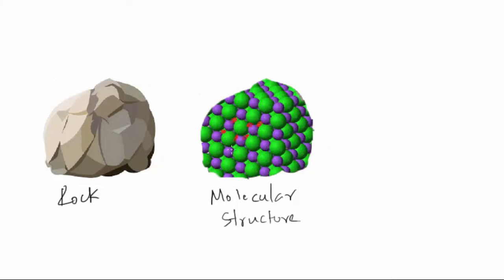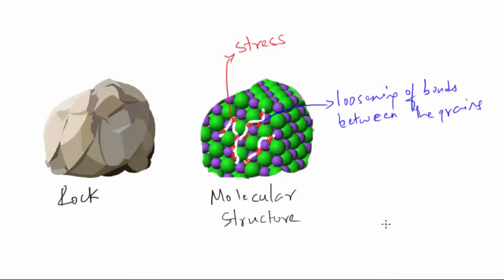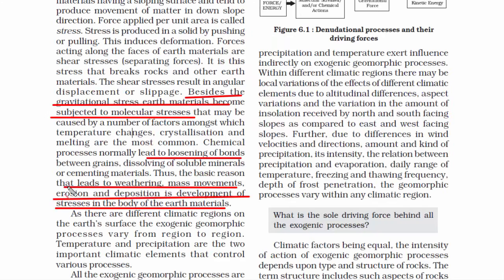So when stress builds up in between these molecules, they start to split. In other words, loosening of bonds between the grains. Now when these molecules split, the result can be seen all the way to the big rock cracking apart, and that leads to weathering, mass movements, erosion. I hope you're understanding what I'm saying.